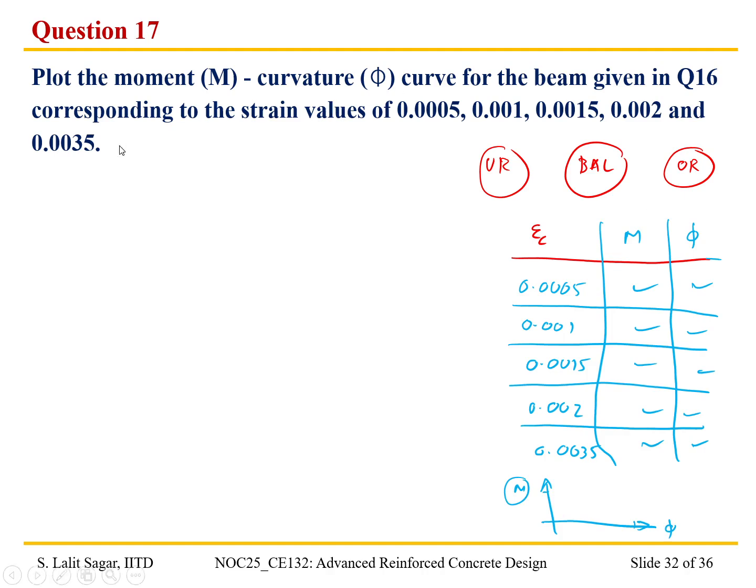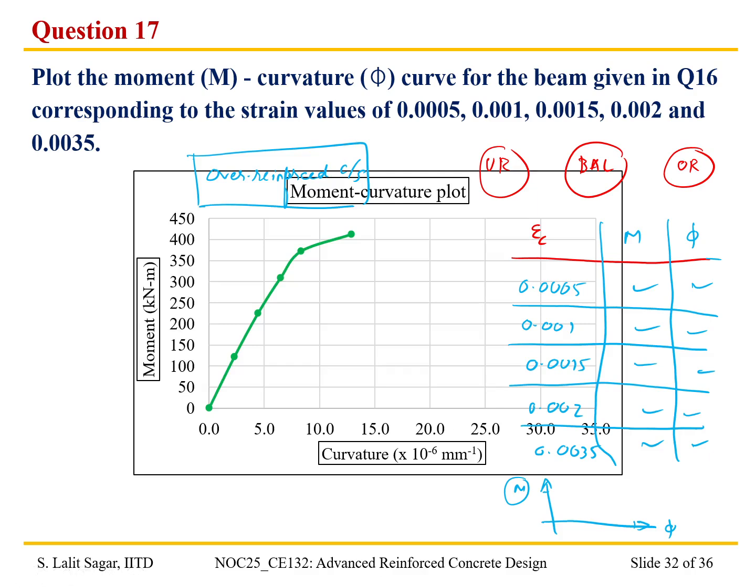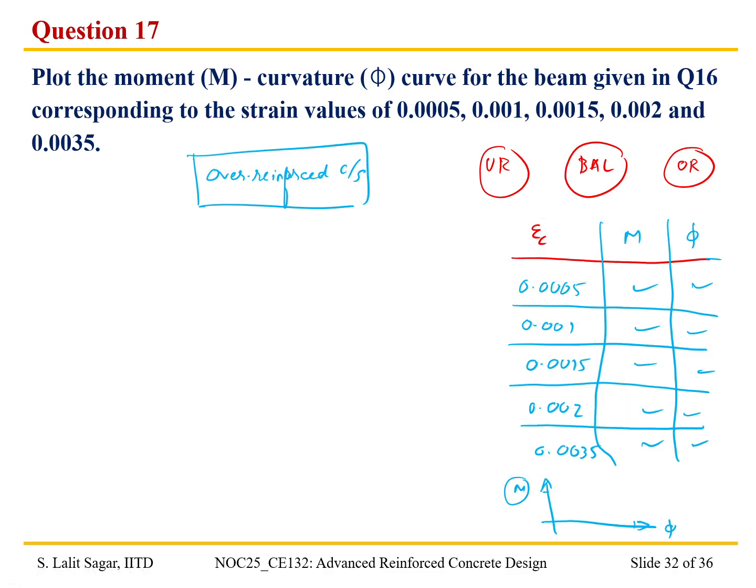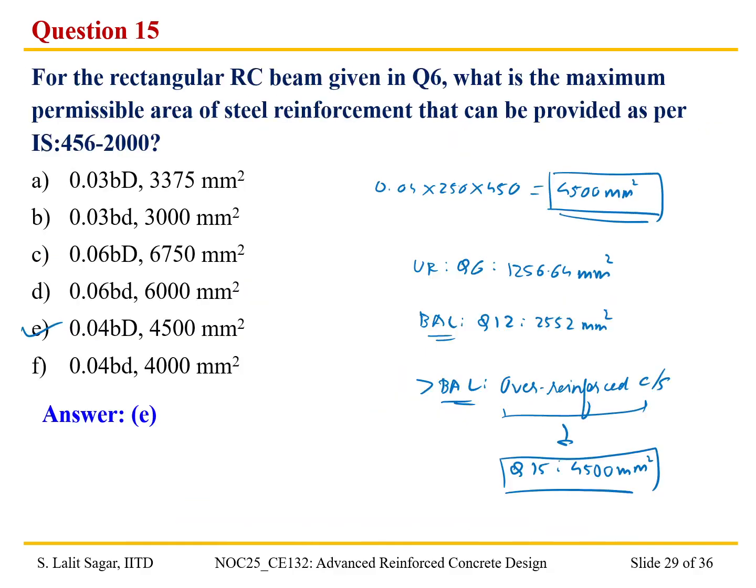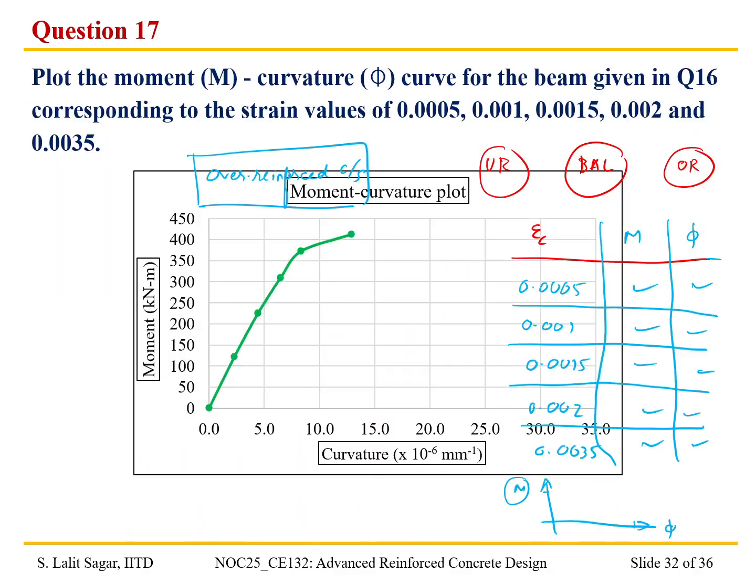So presently we are taking this over reinforced cross section, and then we plotted the moment curvature plot, right? So this is the moment curvature plot that we get for the over reinforced cross section that is considered in the question 15, right? Yeah, question 15. This is the moment curvature plot that we're going to take.